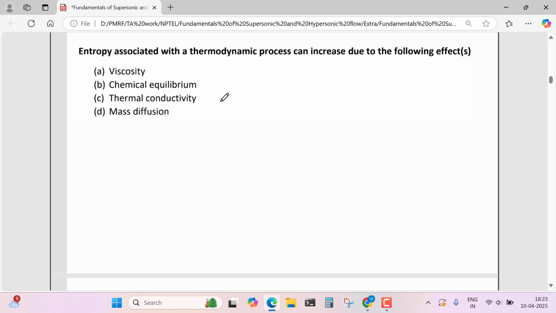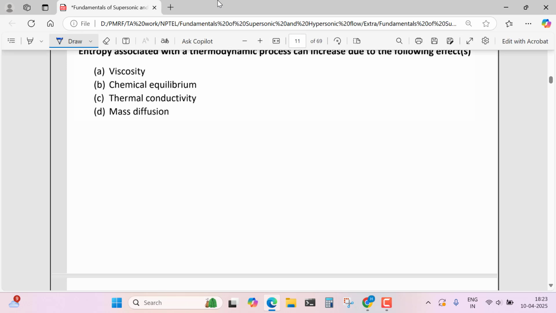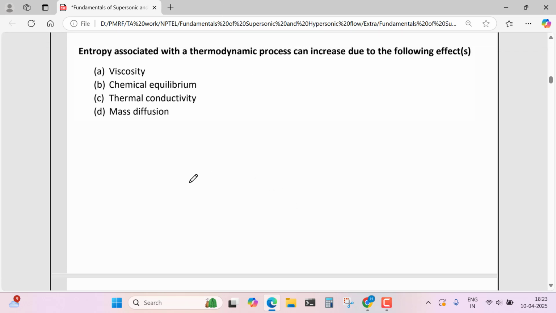Let's see the next problem. Entropy associated with a thermodynamic process can increase due to the following effect or effects: A, viscosity, B, chemical equilibrium, C, thermal conductivity, D, mass diffusion.